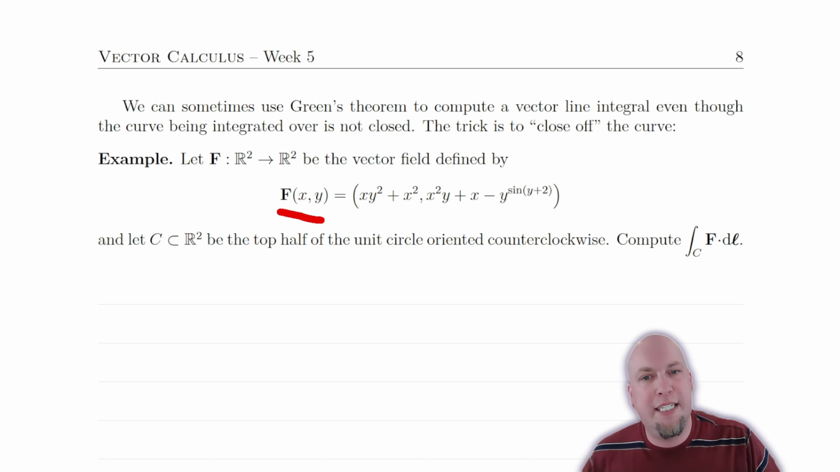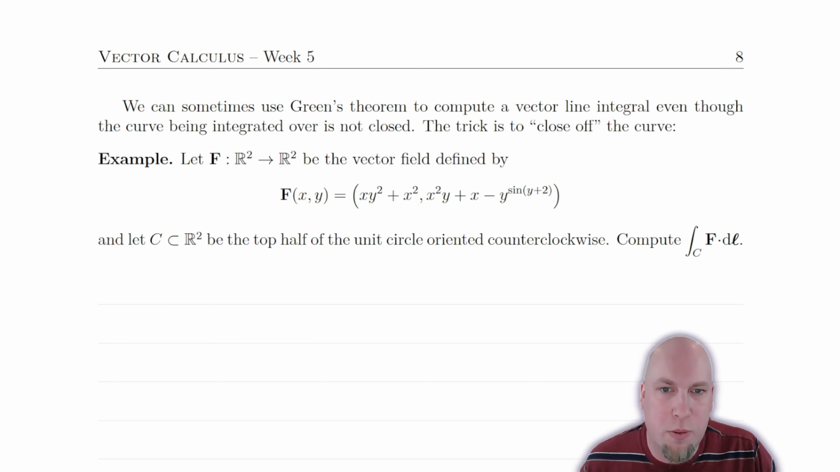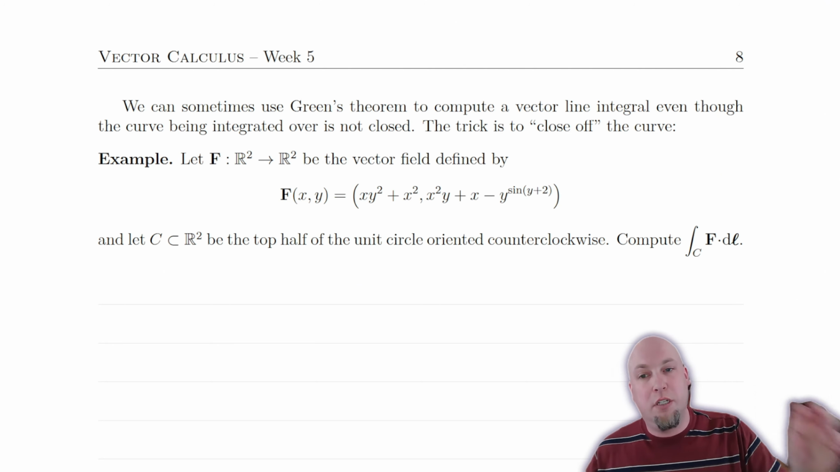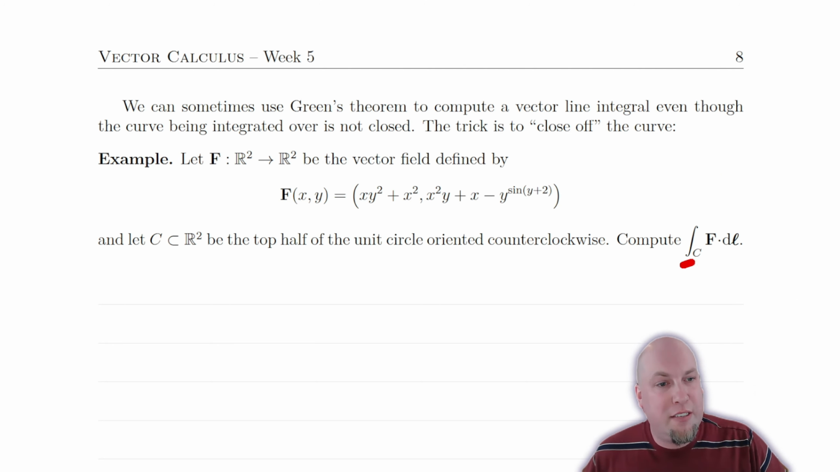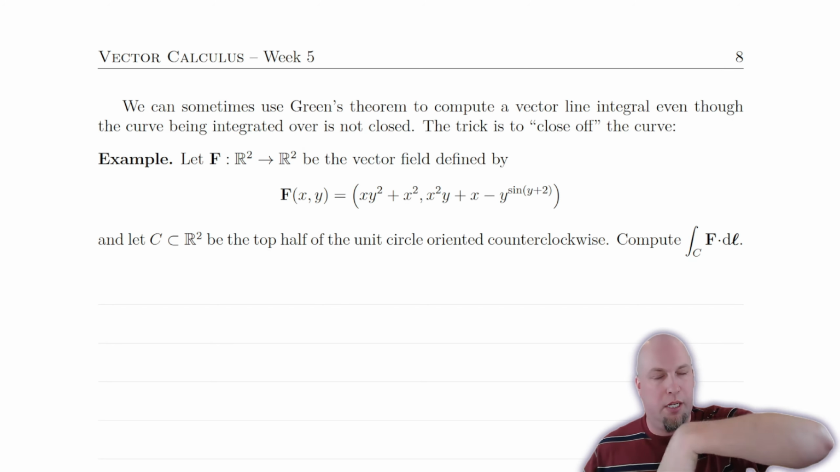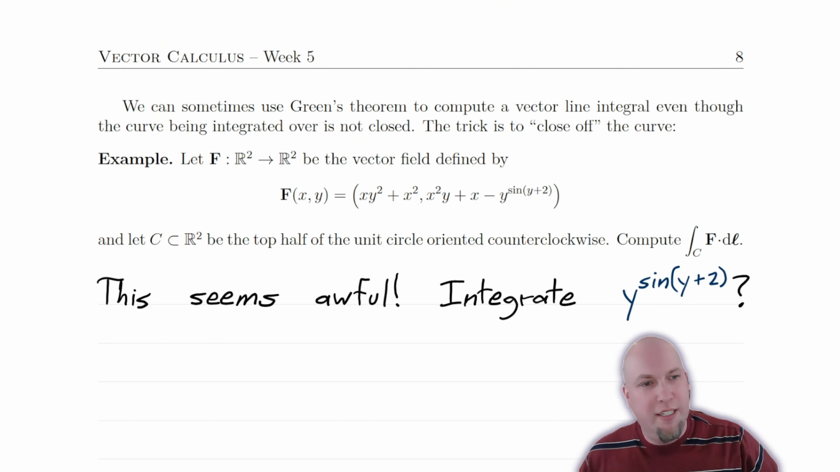Okay, so here is my vector field. It's xy squared plus x squared, and then the second entry is x squared y plus x minus y to the power of sine y plus 2. And I want to compute the vector line integral of that vector field along the top half of the unit circle oriented counterclockwise. Okay, this is going to be a nightmare.